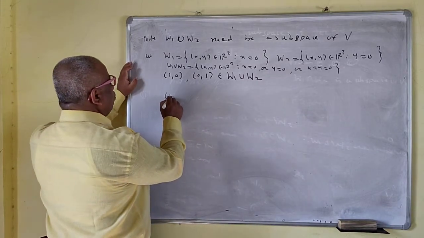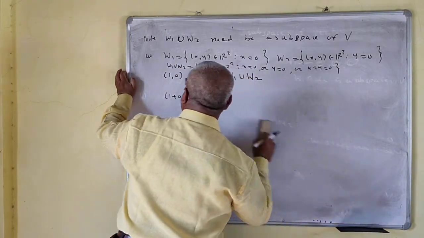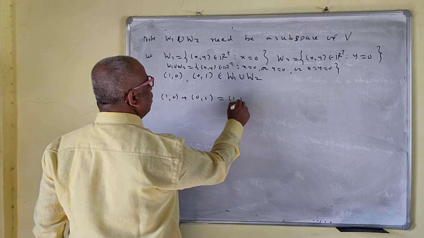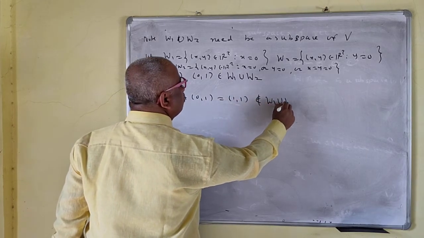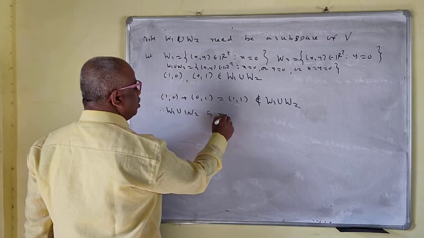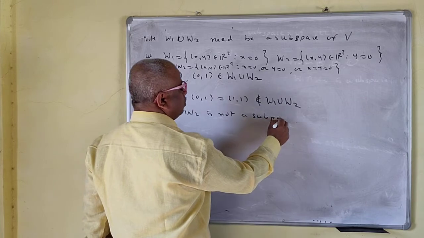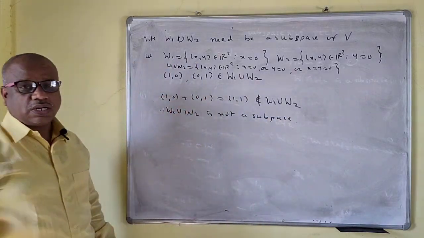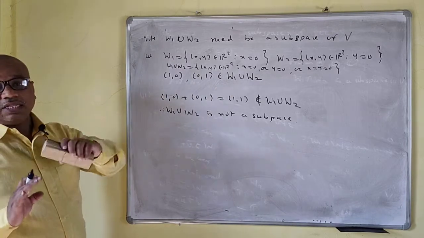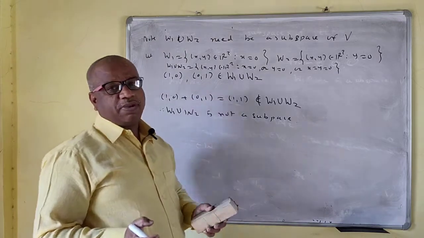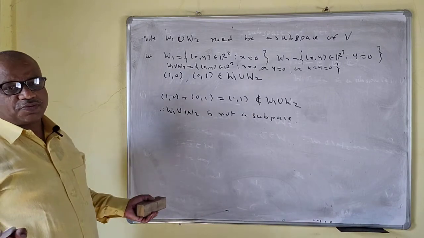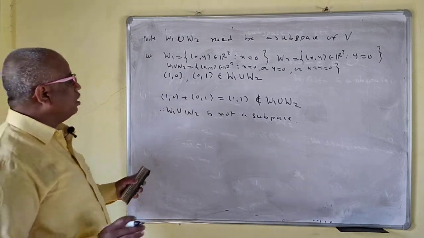But what is the sum now? (1, 0) plus (0, 1) is equal to (1, 1). This does not belong to W1 union W2. So therefore W1 union W2 is not a subspace. That means a union may or may not be a subspace; we are saying that it need not be. Sometimes the union may be a subspace, but not in general. In general, the union of two subspaces is not a subspace.